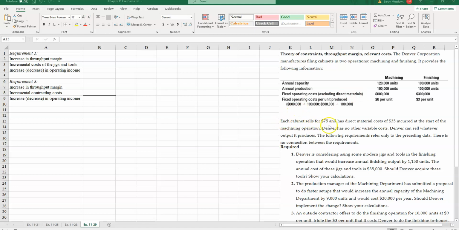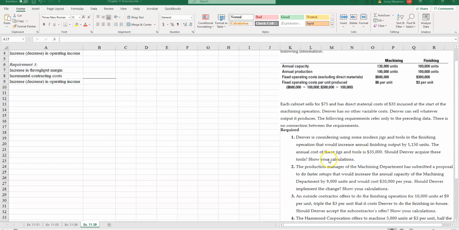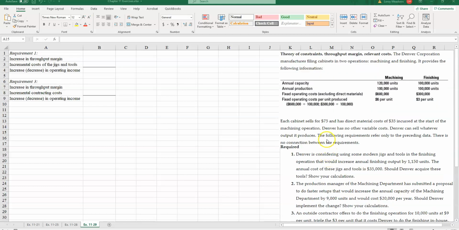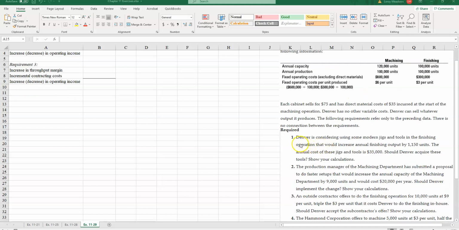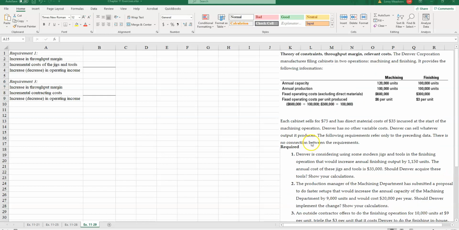Each cabinet sells for $75 and has direct material costs of $35 incurred at the start of the machining operation. Denver has no other variable costs. Denver can sell whatever output it produces. The following requirements refer only to the preceding data. There is no connection between the requirements, so we're going to look at each one based on the data, and there's no connection between requirement 1, requirement 2, requirement 3, and so forth.